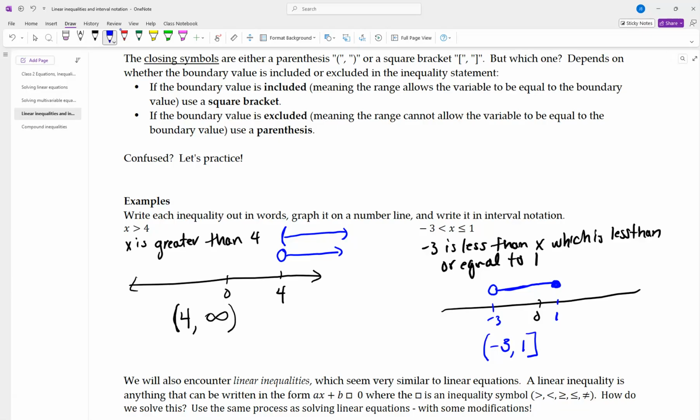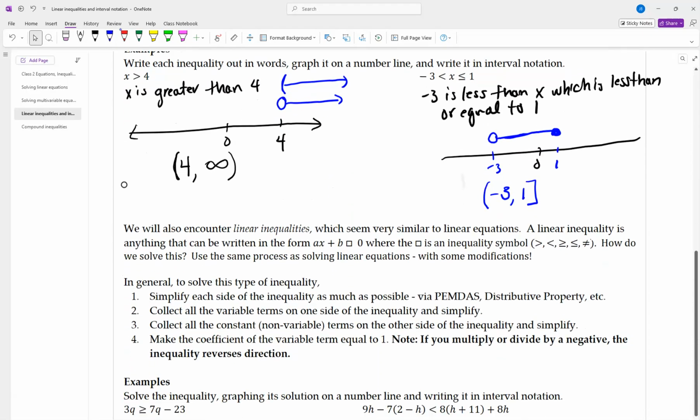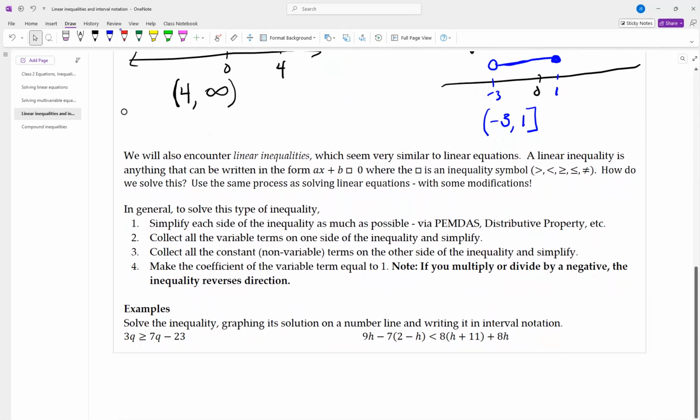So 5 symbols for interval notation. The values for x or a variable can be anything in between. Now, as you might imagine, we're involving x. We just got done talking about linear equations, and so we can talk about linear inequalities, which is pretty much a linear equation just with an inequality symbol. So you have the same sort of format, so x plus b and then box, and then the box can be any one of those symbols.